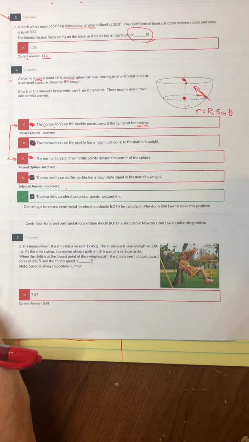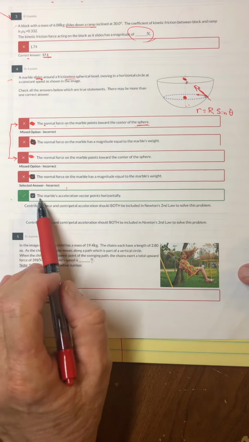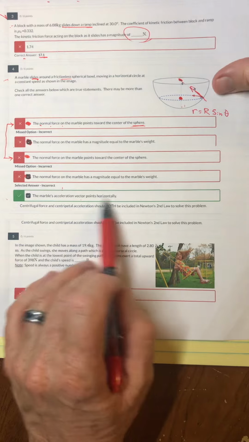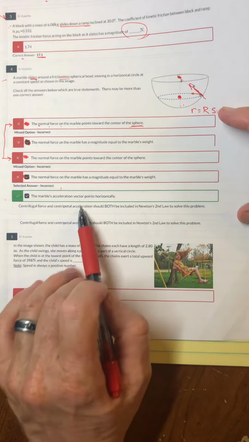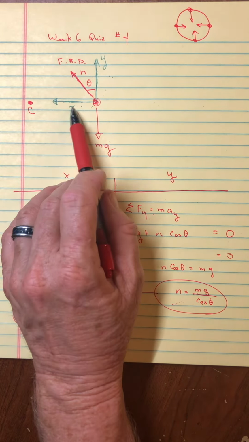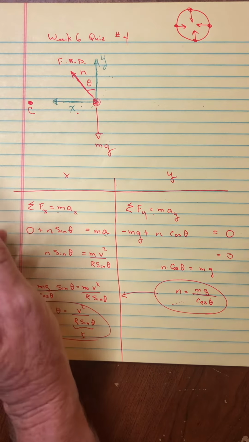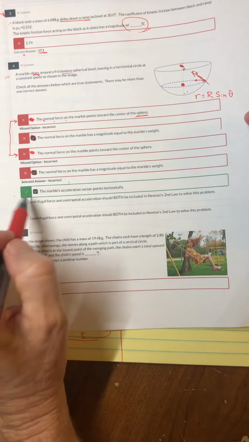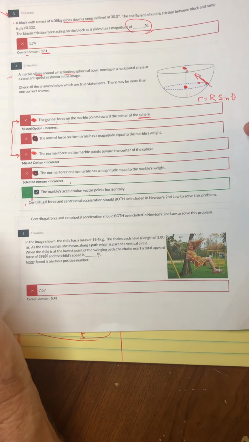And then the third option, the marble's acceleration vector points horizontally. Yeah, that's something we needed to know about objects going in a circle. That's our decision for setting up the grid the way we did. And so that one should be checked and was checked. And so that one is correct.